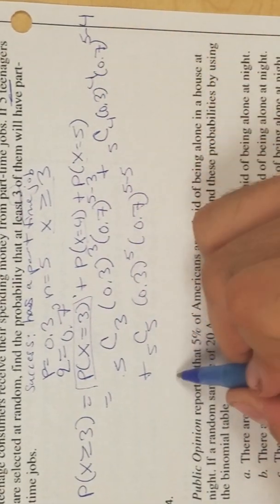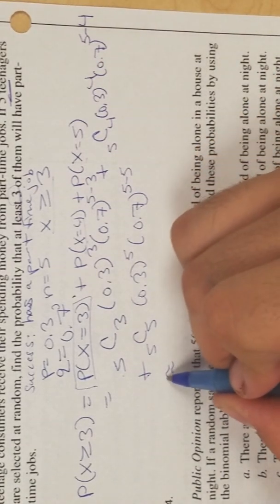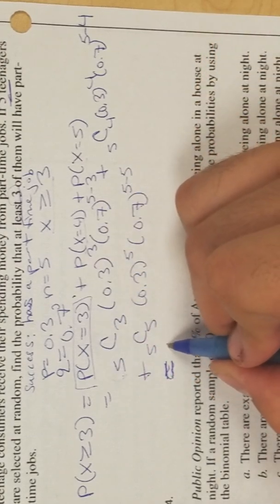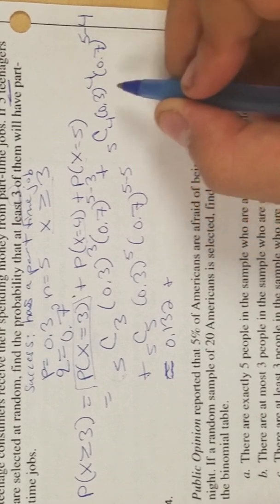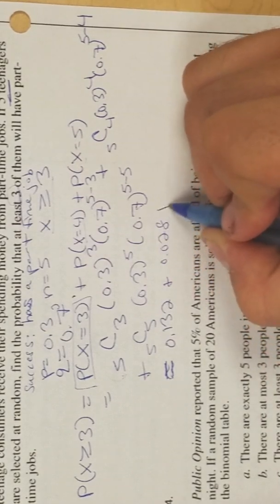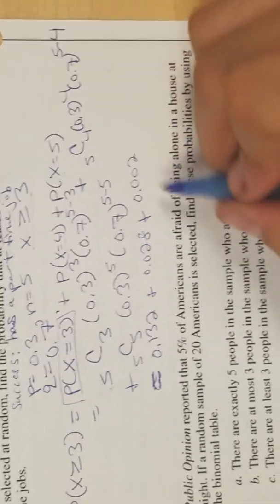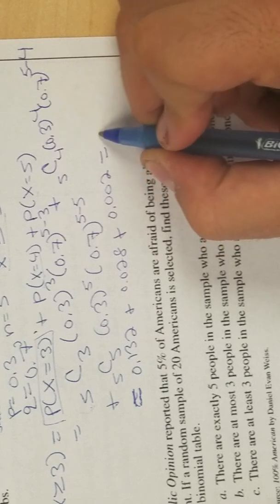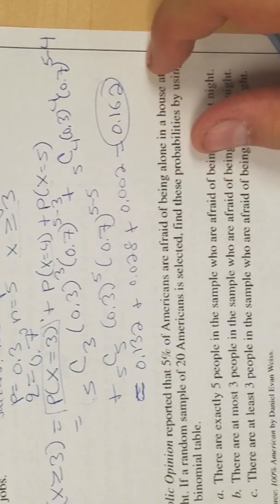So when you do this, let me tell you what the probabilities are. For this one, it's going to be 0.132. The second one is going to be 0.028. And then the third one is going to be 0.002. And then you do all of this at once. You add them together, you get 0.162. All right, so that's your total probability.